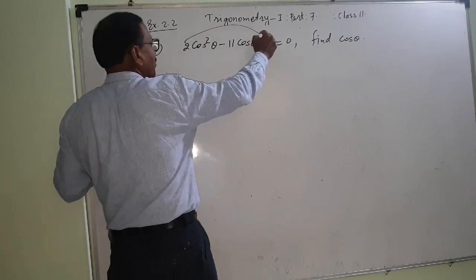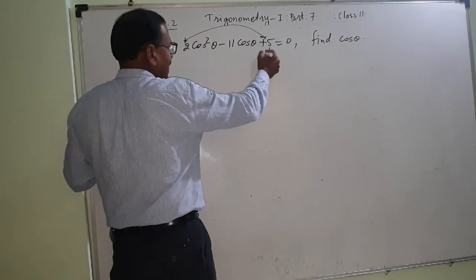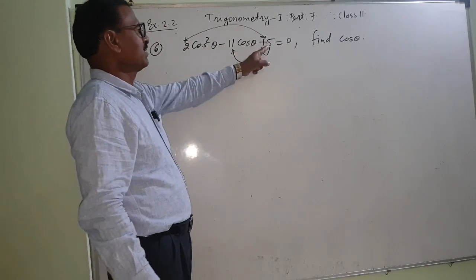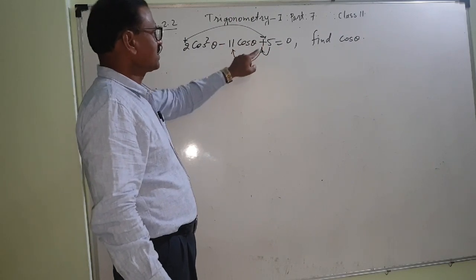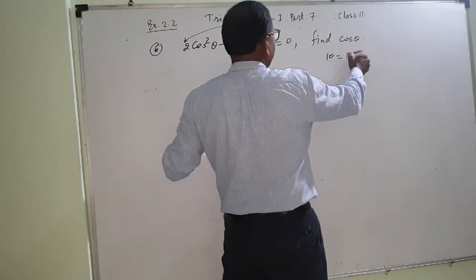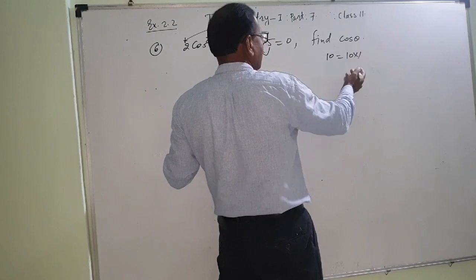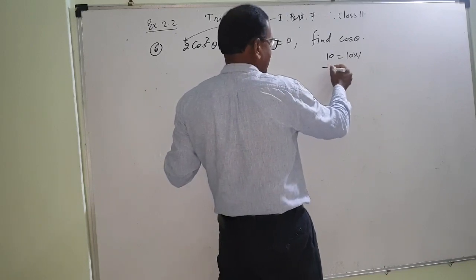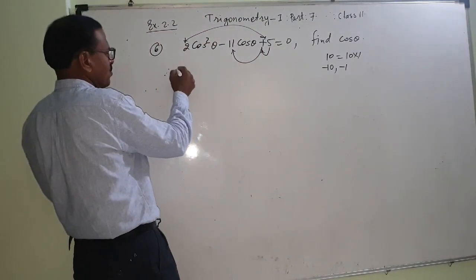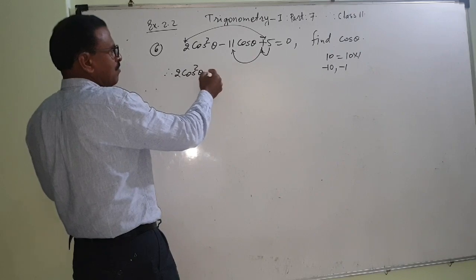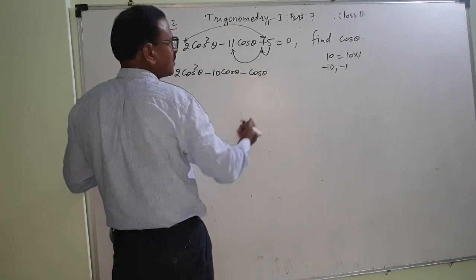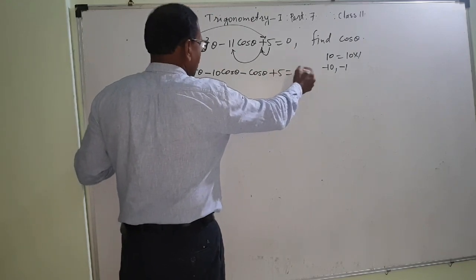Now find the factors of 5 into 2, that is 10, such that their addition is minus 11. So 10 is equal to 10 into 1. Since the addition has to give minus 11, both factors should have the same sign: minus 10 and minus 1. That will give you minus 11. Therefore, 2 cos square theta minus 10 cos theta minus 1 cos theta plus 5 is equal to 0.